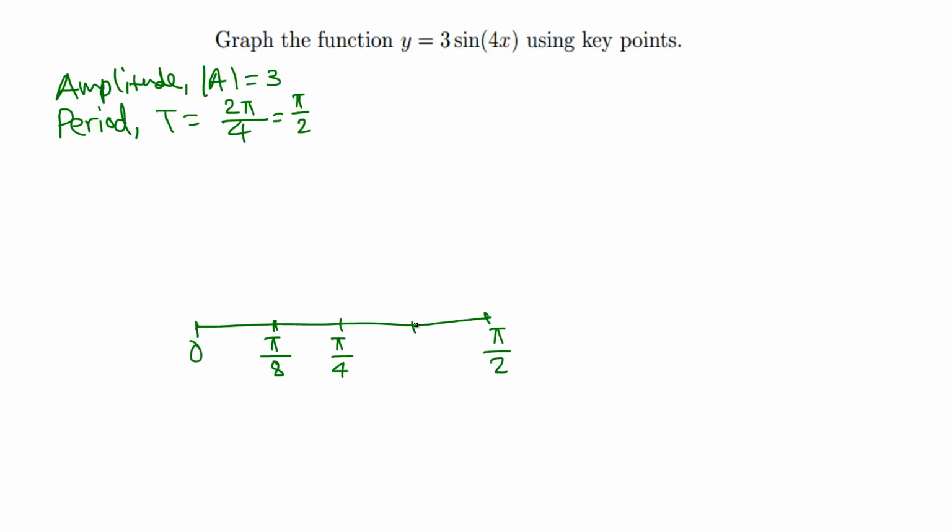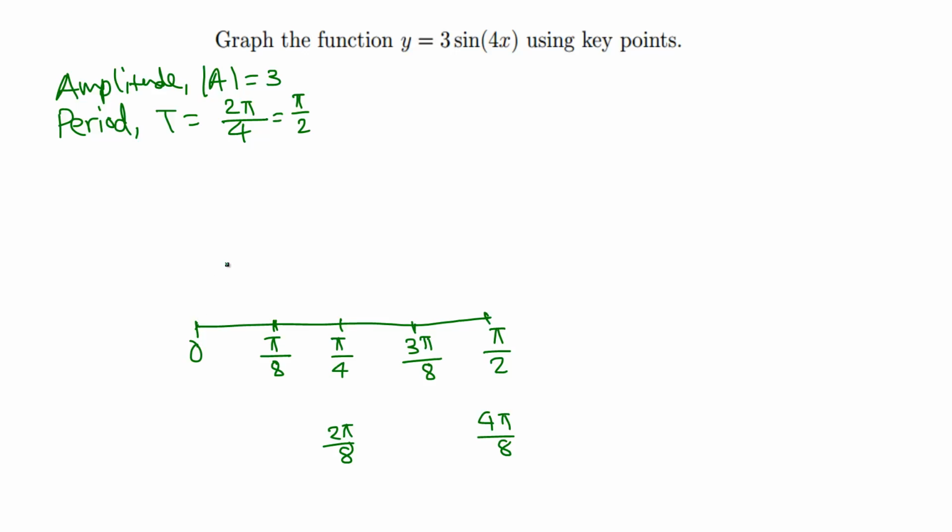Now we need to find the midpoint here as well. So pi over 2, pi over 4. This is the same as 2 pi over 8, and this is 4 pi over 8. So the midpoint is now 3 pi over 8.